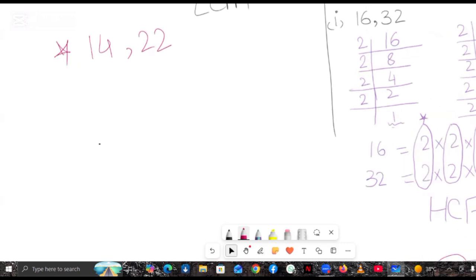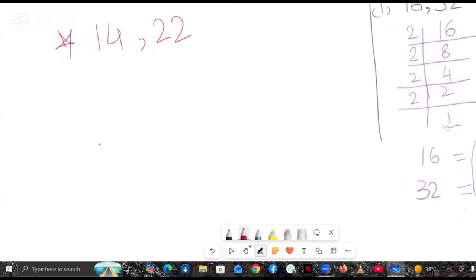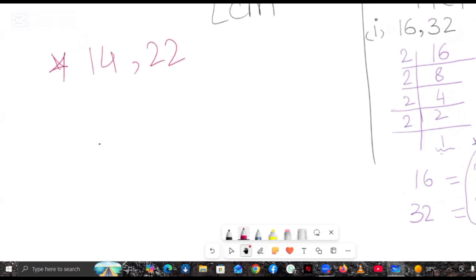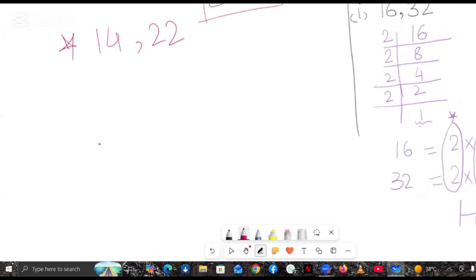Okay, students, stop writing. Now see here. Now we are doing LCM by prime factorization. Again, the method is the same, just there is a little bit of difference in the last. First of all, take the prime factorization of each separately. The numbers are 14 and 22. Now, take prime factorization.